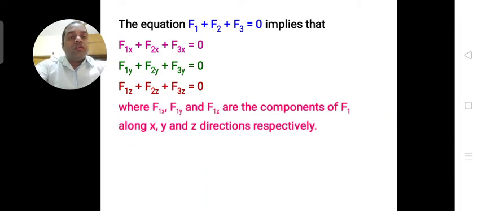Further, we can say F1x, F1y and F1z are the components of F1 along x-axis, y-axis and z-axis. Similarly, we can say for F2x, F2y and F2z and F3x, F3y and F3z.